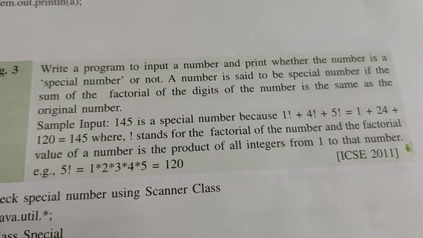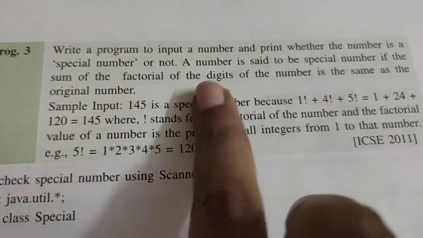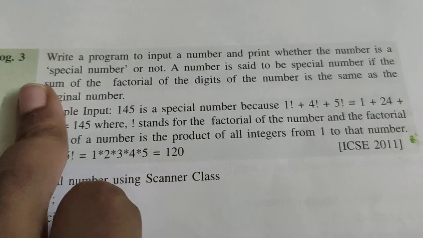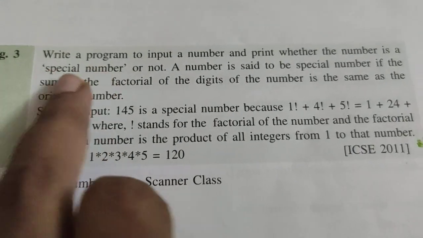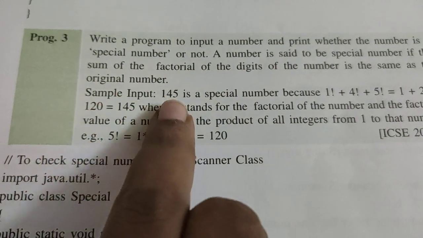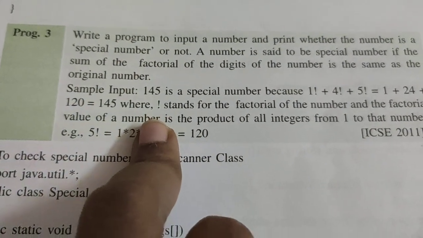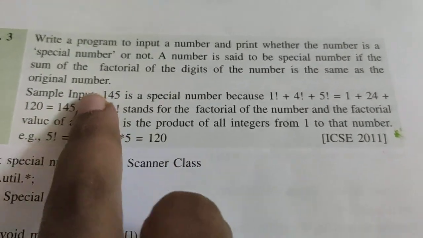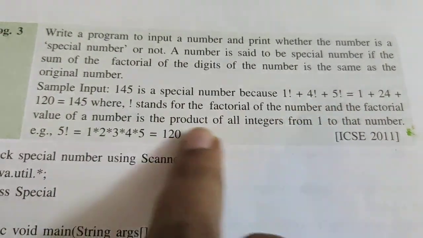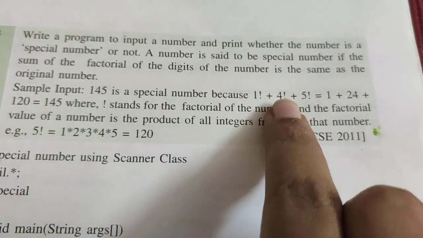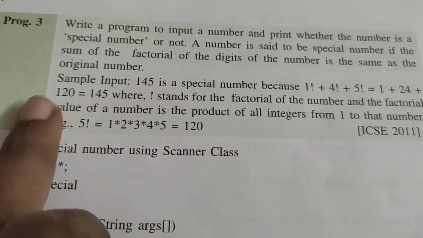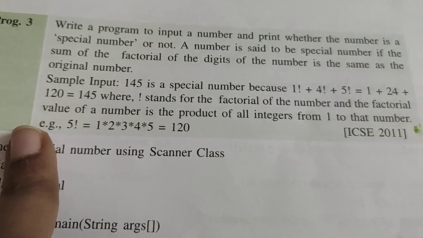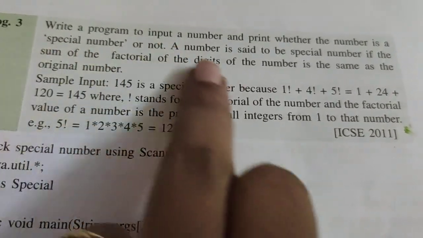Then the next sample program is: write a program to input a number and print whether the number is a special number. For a special number, first we are going to get the input from the user and check the factorial of each digit. That is, for 145, 1 means 1 factorial, 4 means 4 factorial and 5 means 5 factorial. That is each digit's factorial, add them up, and if that sum is equal to the number we got, that is a special number. Okay, like that we are going to check it.